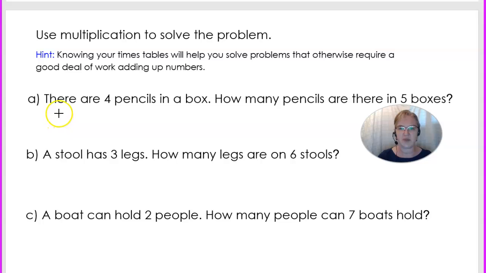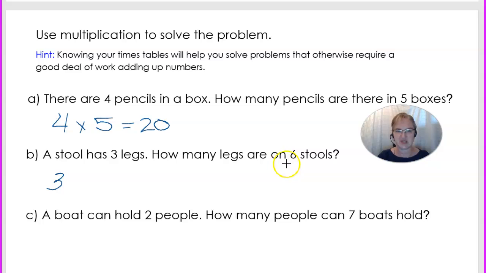So for A, it says there are 4 pencils in a box, and how many pencils are there in 5 boxes? Well, we could take all the pencils out of the box, count 1, 2, 3, 4, 5, and so on. But if we know there's 4 in one box, and there's 5 boxes, then we could multiply those two numbers together, because 5 is like a group. The number of boxes is like the groups of boxes that there are, or groups of pencils. 4 times 5 will give us 20. And again, if you're not sure, you can count on your fingers, but I would encourage you to know your multiplication tables automatically.